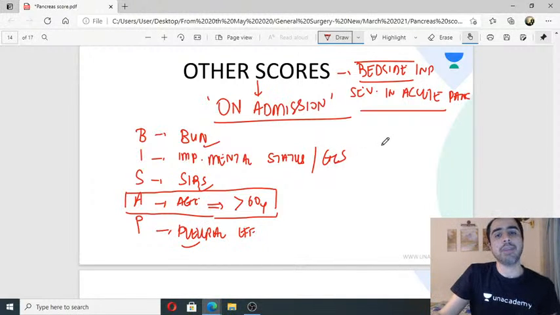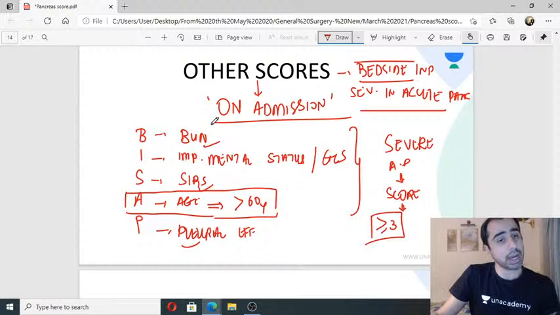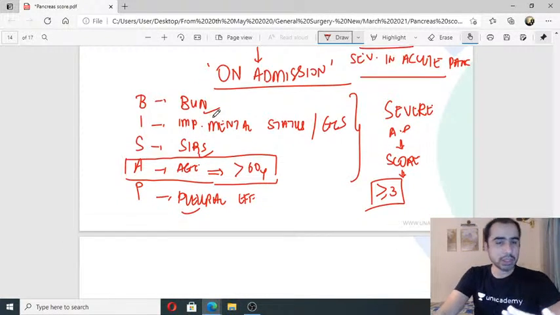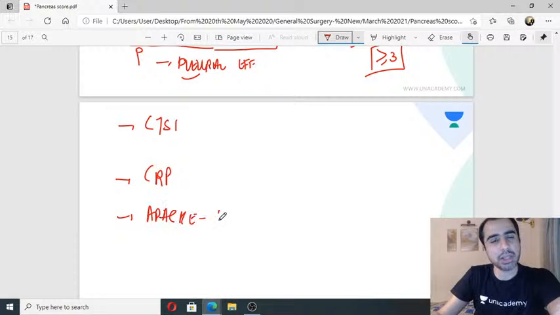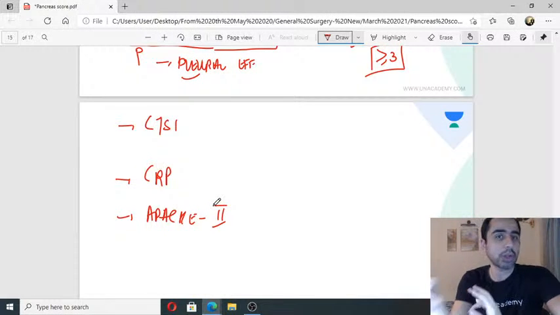Easy to calculate. And when will the score tell me he has severe pancreatitis? What should be the score to label someone on BISAP as having severe acute pancreatitis? Absolutely right. More than 3. Just like BISAP is more than 3, in the same way Ranson is 3 or more. Easy. This tells me the severity of acute pancreatitis. Any doubt? These are the 3 important scores on which they will ask you questions. There are many other scores, like the CT severity index, CRP, APACHE 2, and so on. But those they will not ask you. They will ask you either modified Atlanta or BISAP, because BISAP is easy and modified Atlanta is the standard score that they use.